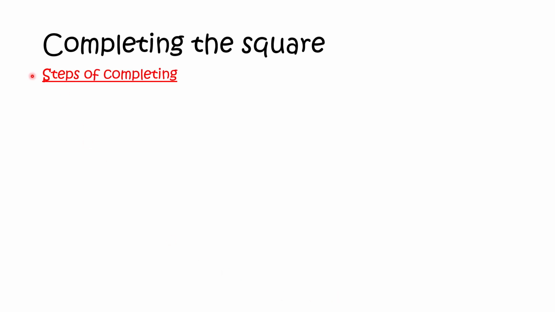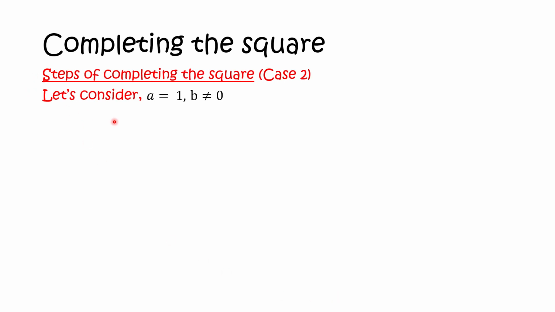Now, let's look at steps of completing the square. Case 2. Let's consider this time around a is equal to 1, b not equal to 0, and c being equal to 0, so that we have the expression x² + bx.